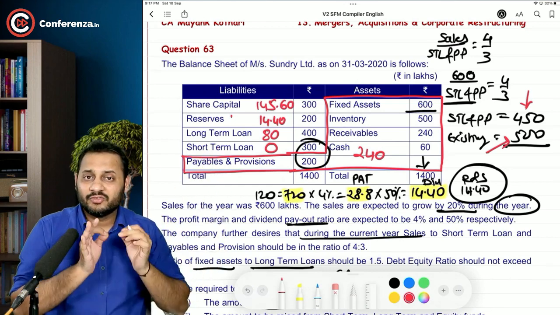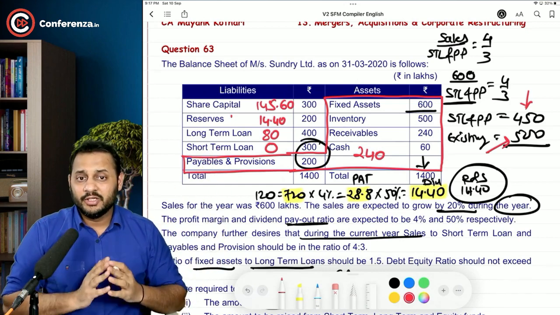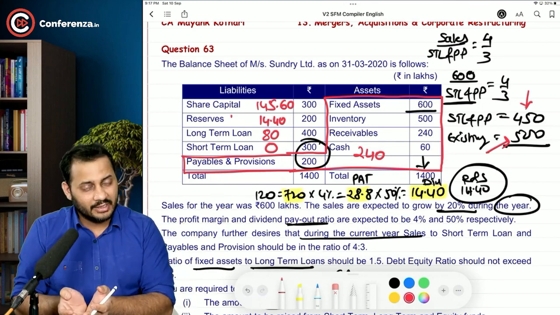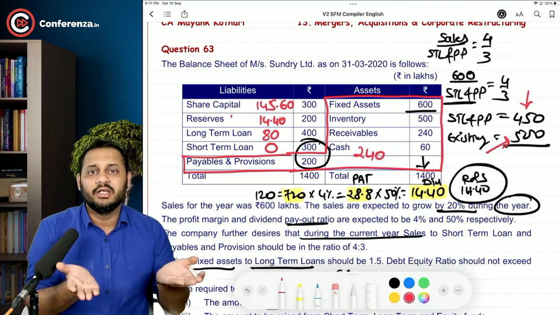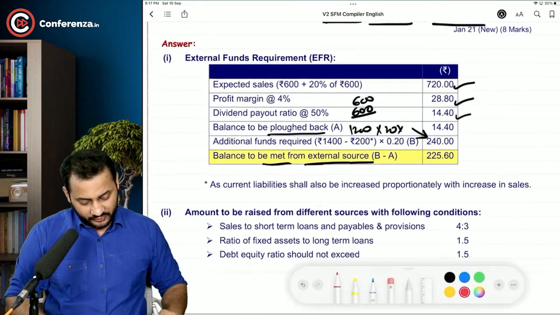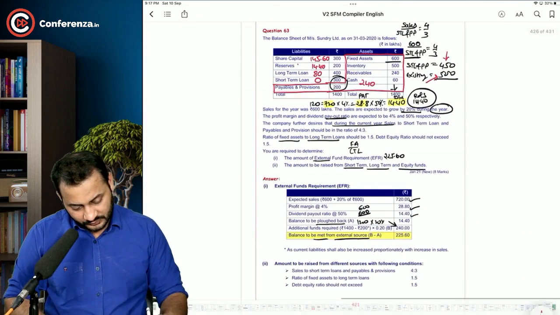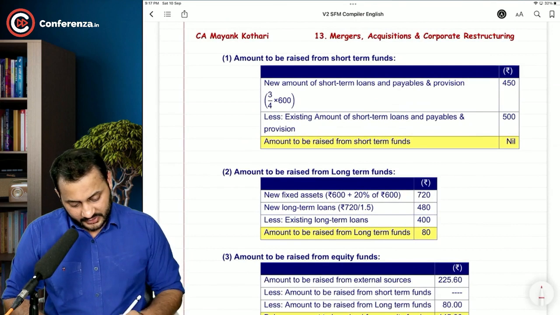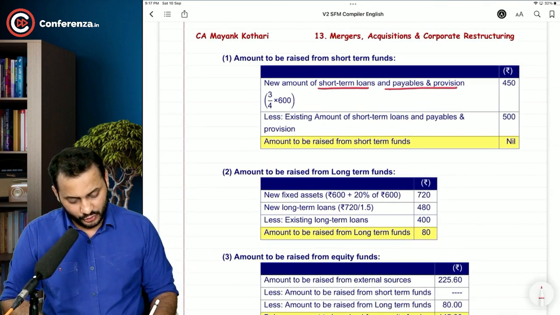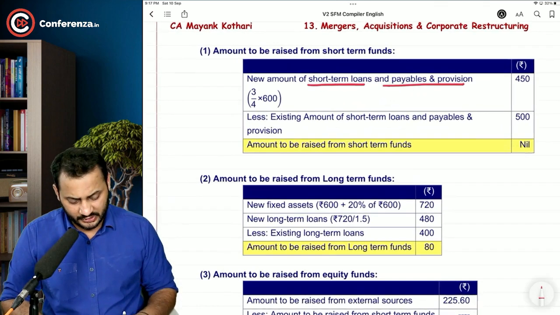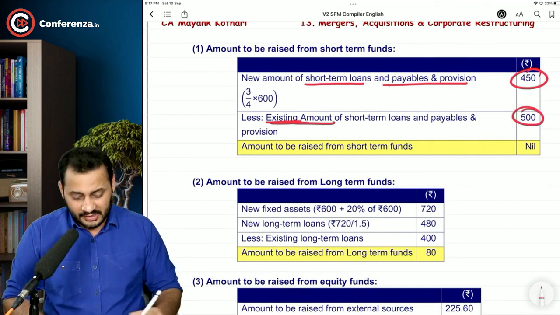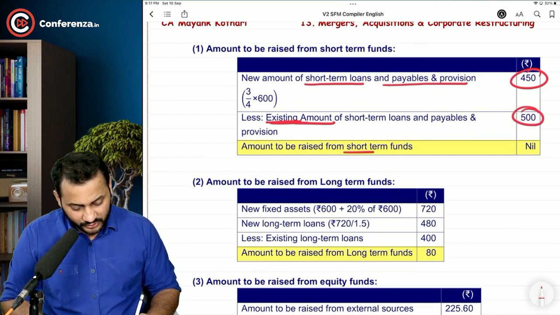This 240 of the extra funds that required will be used to fund the fixed assets and working capital of 240. So 240 on the liability side, 240 on the asset side will match the balance sheet. The balance sheet total will match according to this. Now try to understand. These are the three requirements. See, short-term loans and payables and provision. New amount of short-term loans and payable and provision will be 450, but existing amount is itself 500. That means amount to be raised from the short-term fund is nil.